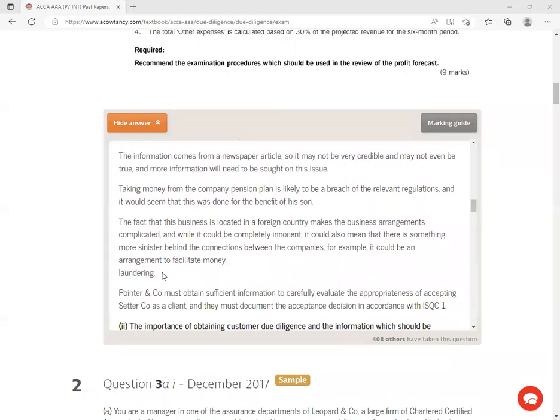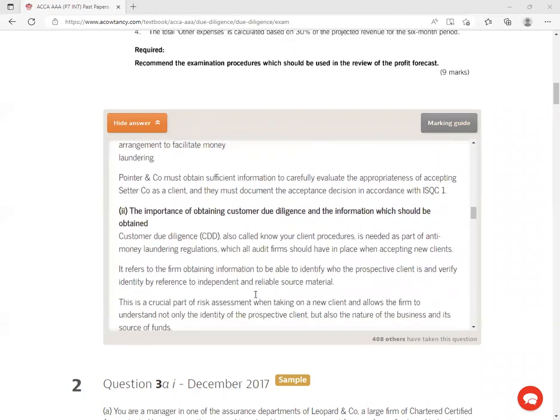So Pointer and the company must obtain sufficient information, carefully evaluating the appropriateness of accepting such a company as a client, and they must document the acceptance. The auditor must document. Nowadays, ladies and gentlemen, remember, at the end of the day, you must give us information on those three things that I told you. The concept of competence: are we competent? Do we have enough resources? And the concept of integrity. You must always remember to push that thing that we said up there.